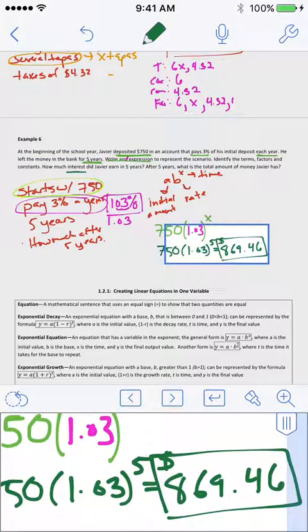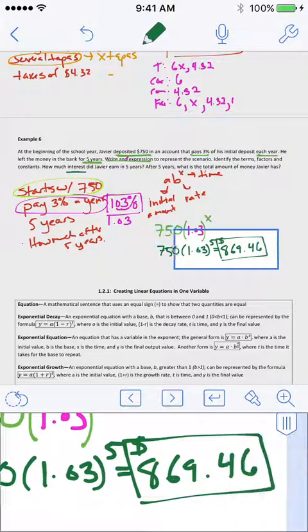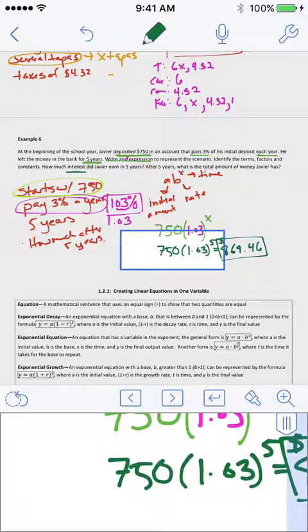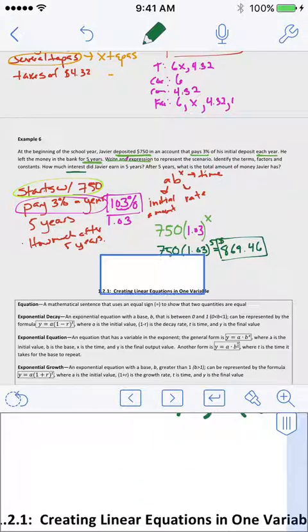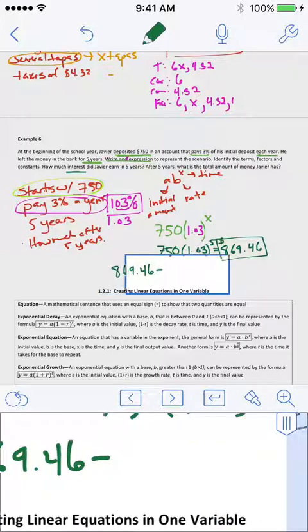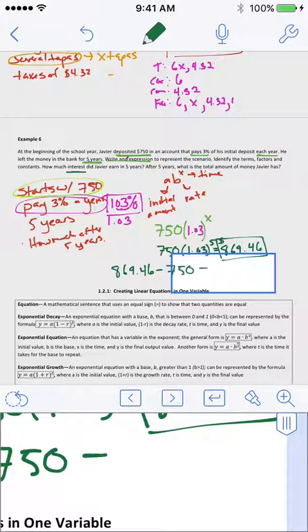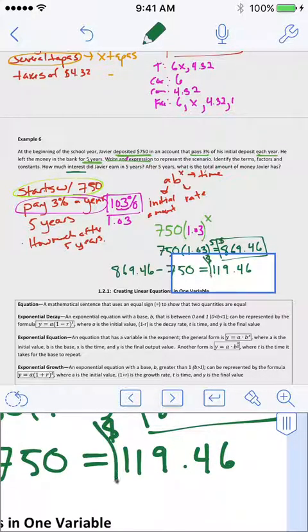Right, we could take it away, right? So the money the bank is paying, this is the total he has. Take away the $750 and that will give you how much he has in interest. So let's go ahead and do that. $869.46 minus what he put in the bank, that's not really what he cares about, minus the $750. The bank's going to pay him $119.46.